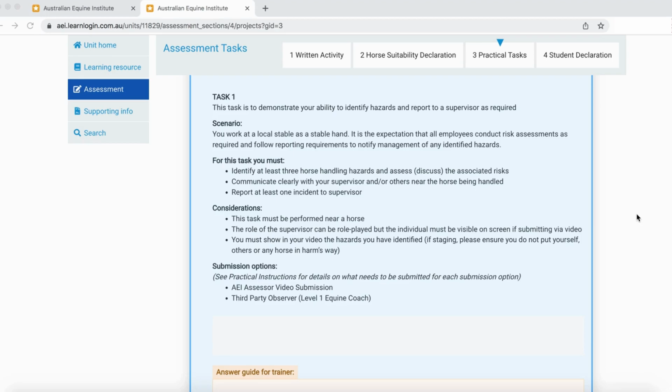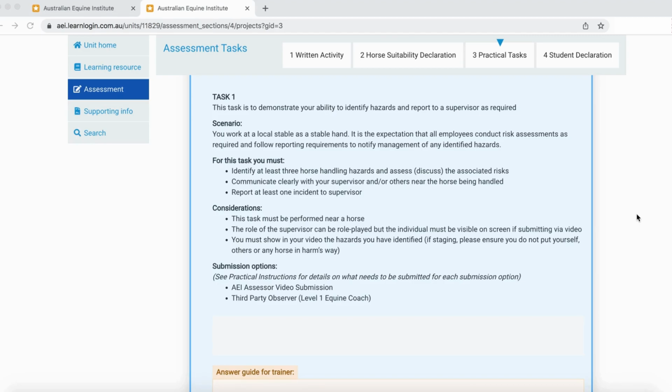Things that we need to consider. This task must be performed near a horse. The role of the supervisor can be role-played, but the individual must be visible on screen when submitting via the video portal. You must show in your video the hazards that you have identified. Keeping in mind that if you're staging these, please ensure you don't put yourself or others in harm's way.